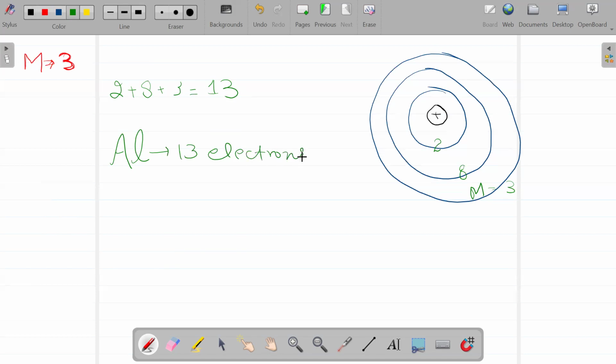So from this example, we can also conclude that by knowing the electronic configuration, we can also find out which atom this is. So this was a little exercise for you to perform.